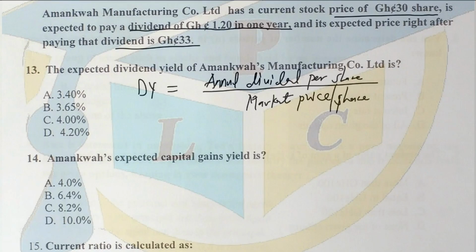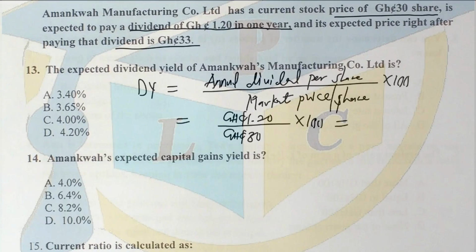Market price of the stock per share. So in this case, the annual dividend was what? 1.2 Ghana cedi divided by our current stock price, which was what? 30 Ghana cedis. But we always express it in percentage, so you also multiply by 100. Is that okay? In this case, you expect that the 0 here will cancel out this 0, right?